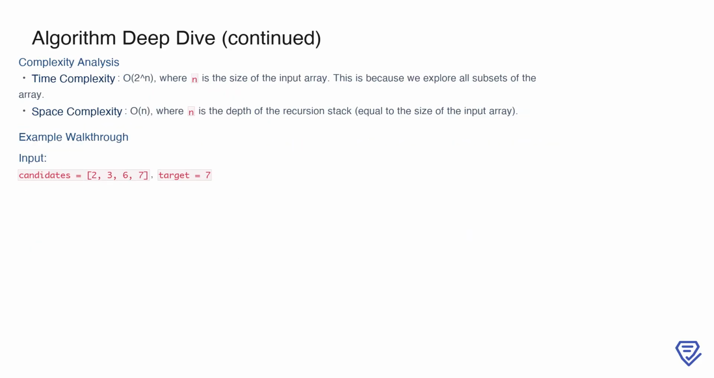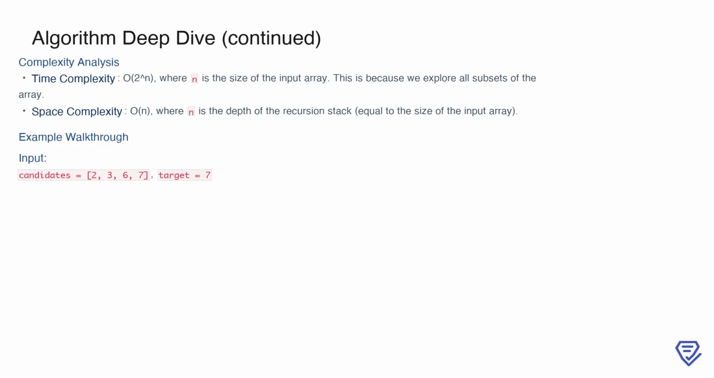Let's analyze the complexity of this algorithm. The time complexity is approximately 2 to the power of n, where n is the size of the candidates array. This is because, in the worst case, we explore all possible subsets of the array. The space complexity is n, which corresponds to the maximum depth of the recursion stack. This depth is directly proportional to the size of the input array, as each recursive call processes one candidate at a time.